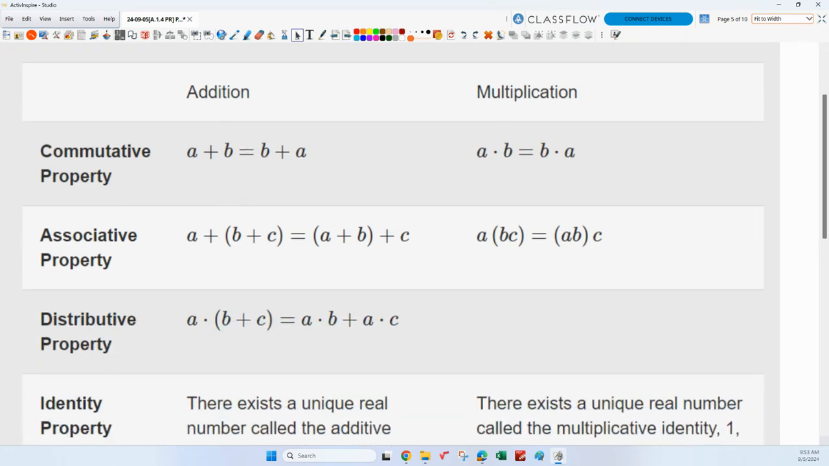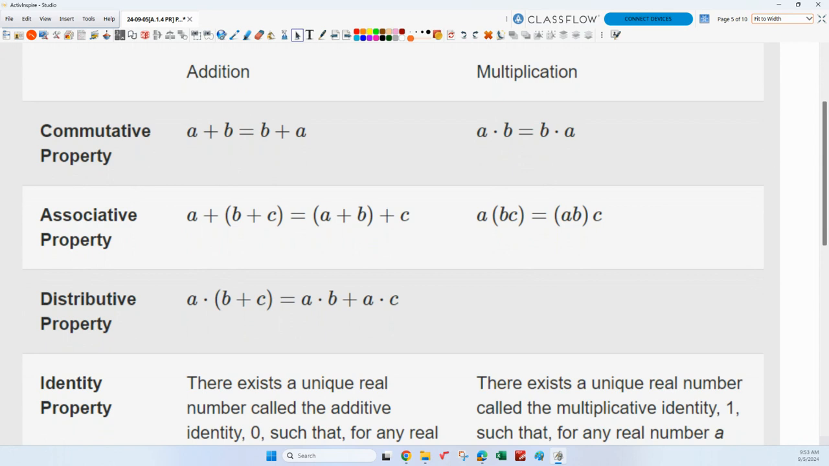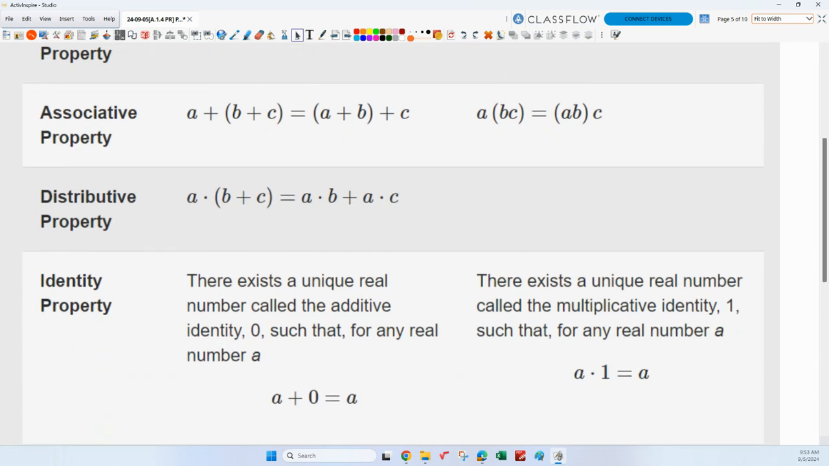So we've got the properties on the left, and then for addition and for multiplication, what do they look like? Well, the commutative property, remember, A plus B equals B plus A. Commute means to exchange. A times B equals B times A. The associative property is when I'm adding or multiplying more than 2 things. The order in which I group the things that I'm adding or multiplying is irrelevant, doesn't matter. So A plus the quantity B plus C is equal to the quantity A plus B plus C, okay? A times the quantity B times C equals the quantity A times B times C.